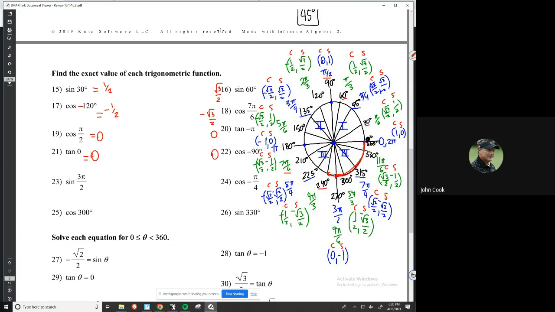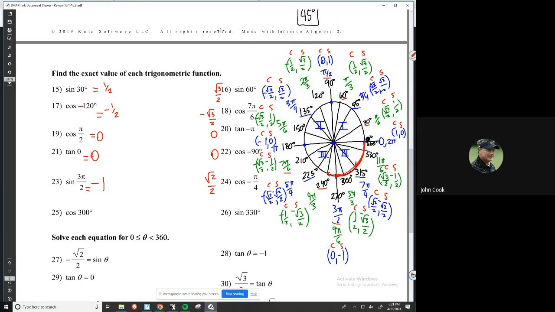Sine of 3 pi halves. So 3 pi halves is like right over here. And if I do the sine, that's a negative 1. And then cosine of negative pi fourths. So pi fourths is like the same thing as 45 degrees. So if I go down 45 degrees, that puts me at 315. So the cosine of 315 is going to be the square root of 2 over 2.